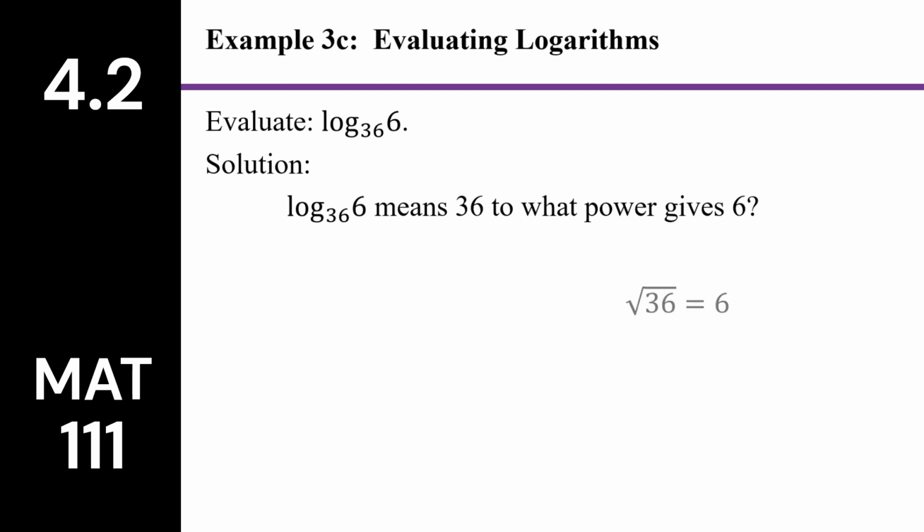So you'll need to recall that the square root of 36 is 6, and that square roots can be equivalently written with a power of 1/2. So 36 to the 1/2 power is equivalent to the square root of 36, which is 6. So that tells us that the answer is going to be 1/2, because 1/2 is the power that we have to give to 36 to get 6.